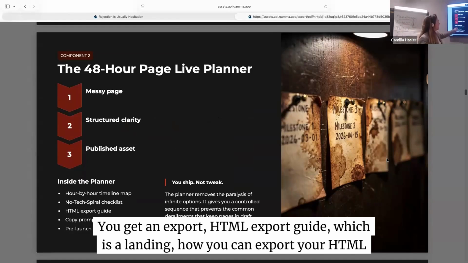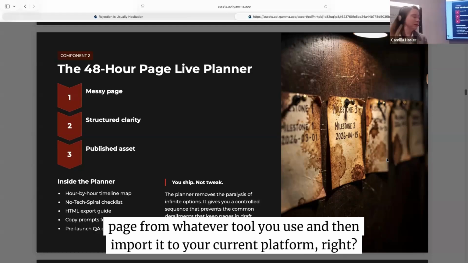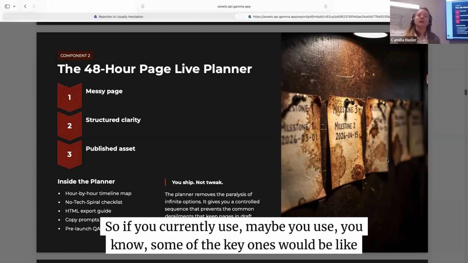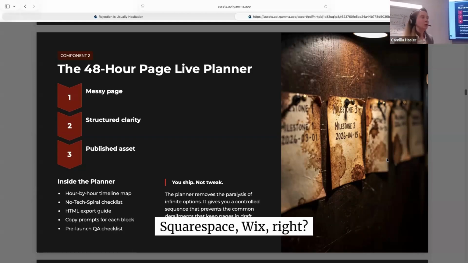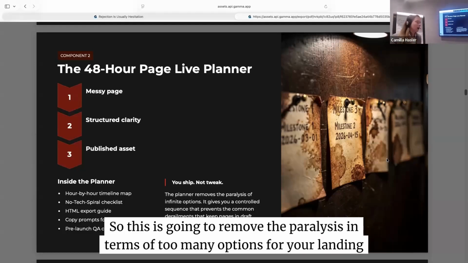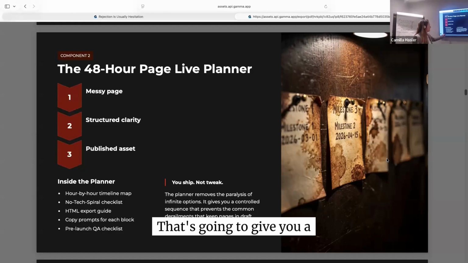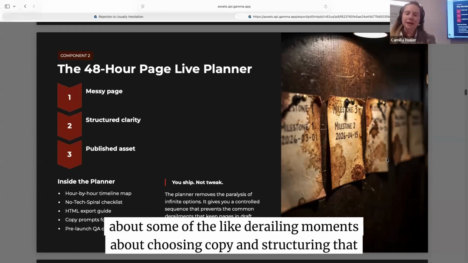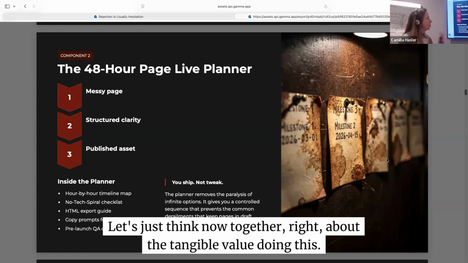You get an HTML export guide, which shows how you can export your HTML page from whatever tool you use and then import it to your current platform. So if you currently use some of the key ones, like Squarespace or Wix, you can upload an HTML. You get your pre-launch QA checklist as well. This is going to remove the paralysis of too many options for your landing page. It's going to remove some of the derailing moments about choosing copy and structuring that page. Let's just think now together about the tangible value of doing this.